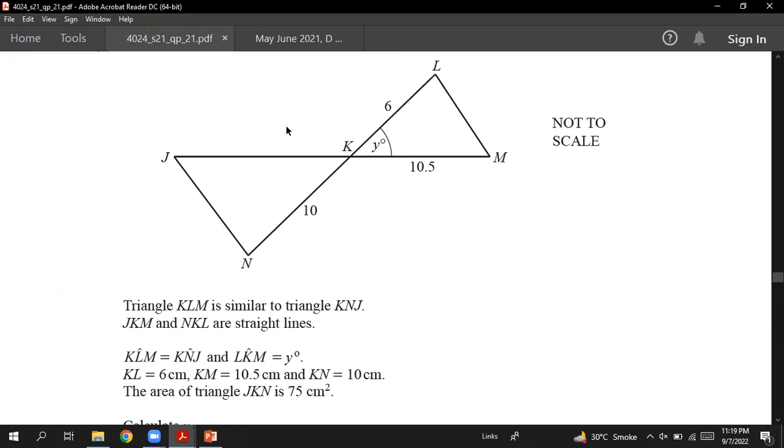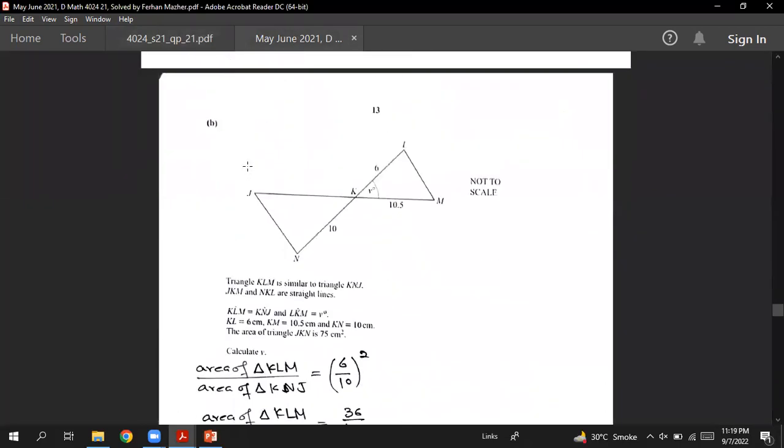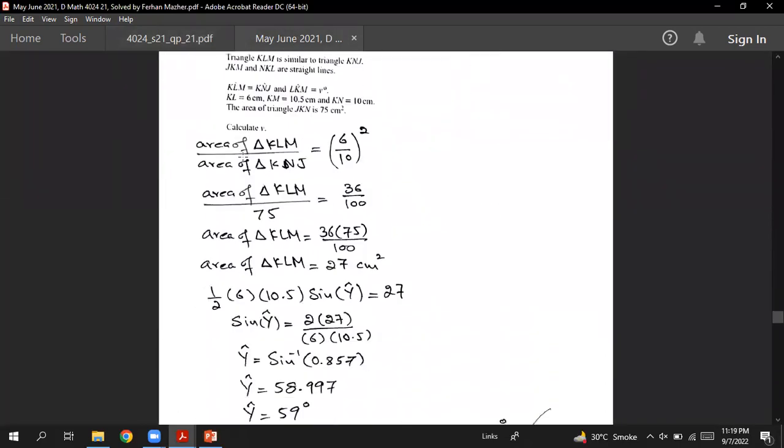Okay, so I can find out the value of Y. First of all, I'll find the area of this triangle. These two triangles are similar to each other, so it's very easy, you see.